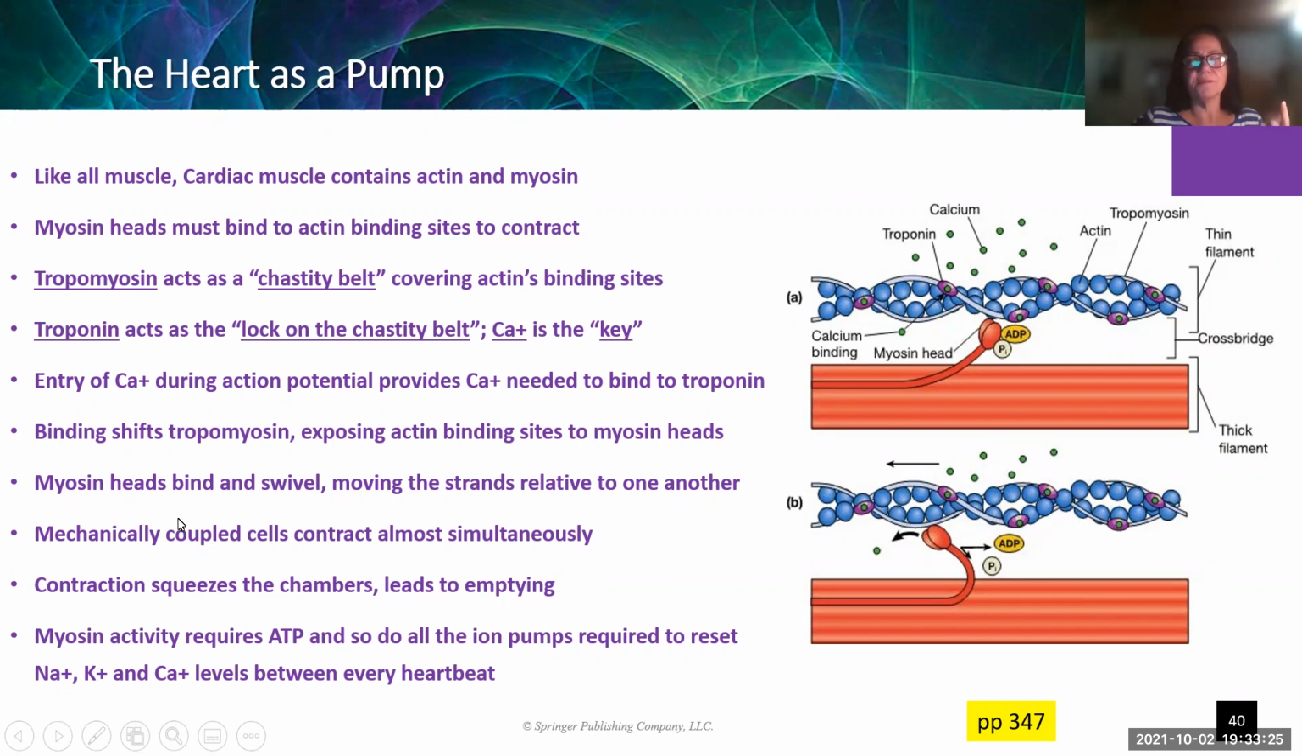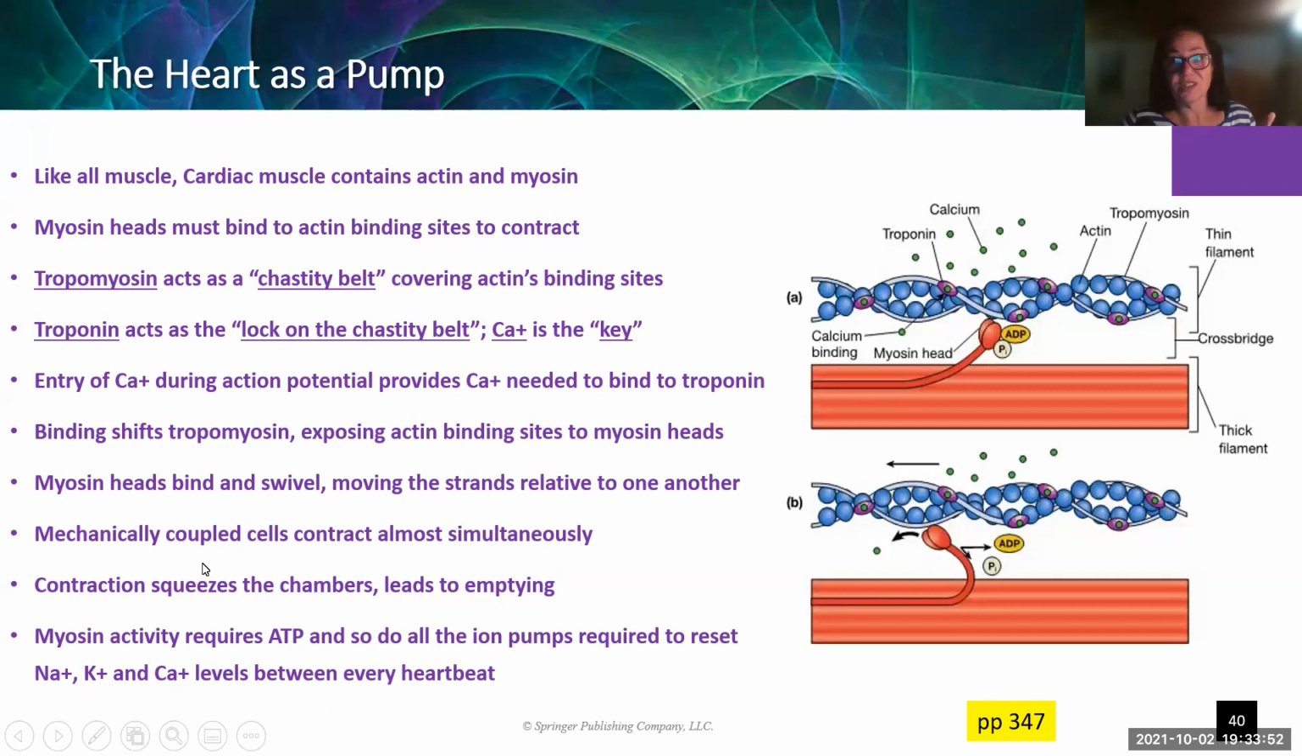Because the cardiac muscle cells are kind of coupled, they've got those gap junctions in them, they all kind of get the message at the same time. A bunch of calcium goes flooding into all of these cells, and contraction happens almost simultaneously. The contraction obviously squeezes the chambers. That's going to push the blood out, leads to emptying of the chambers.